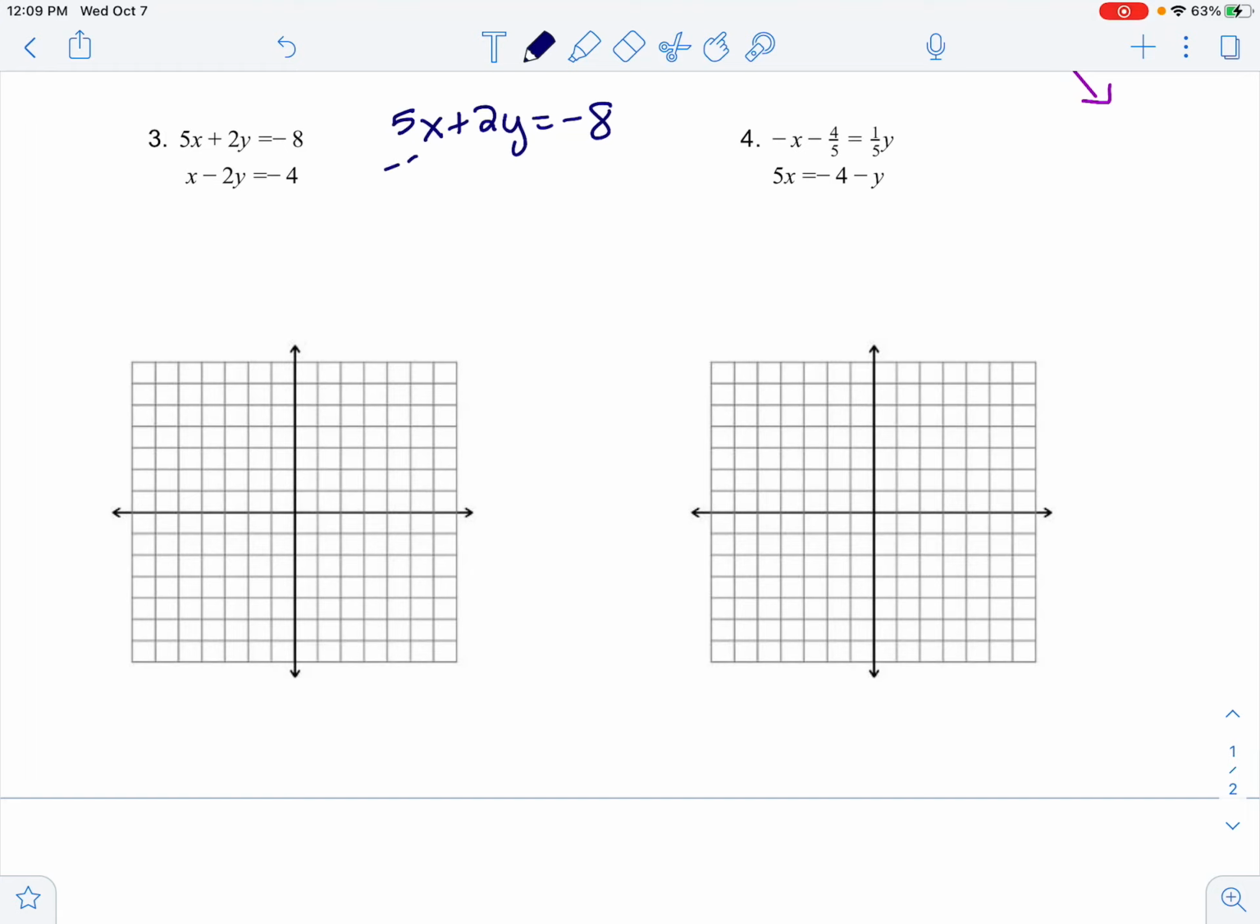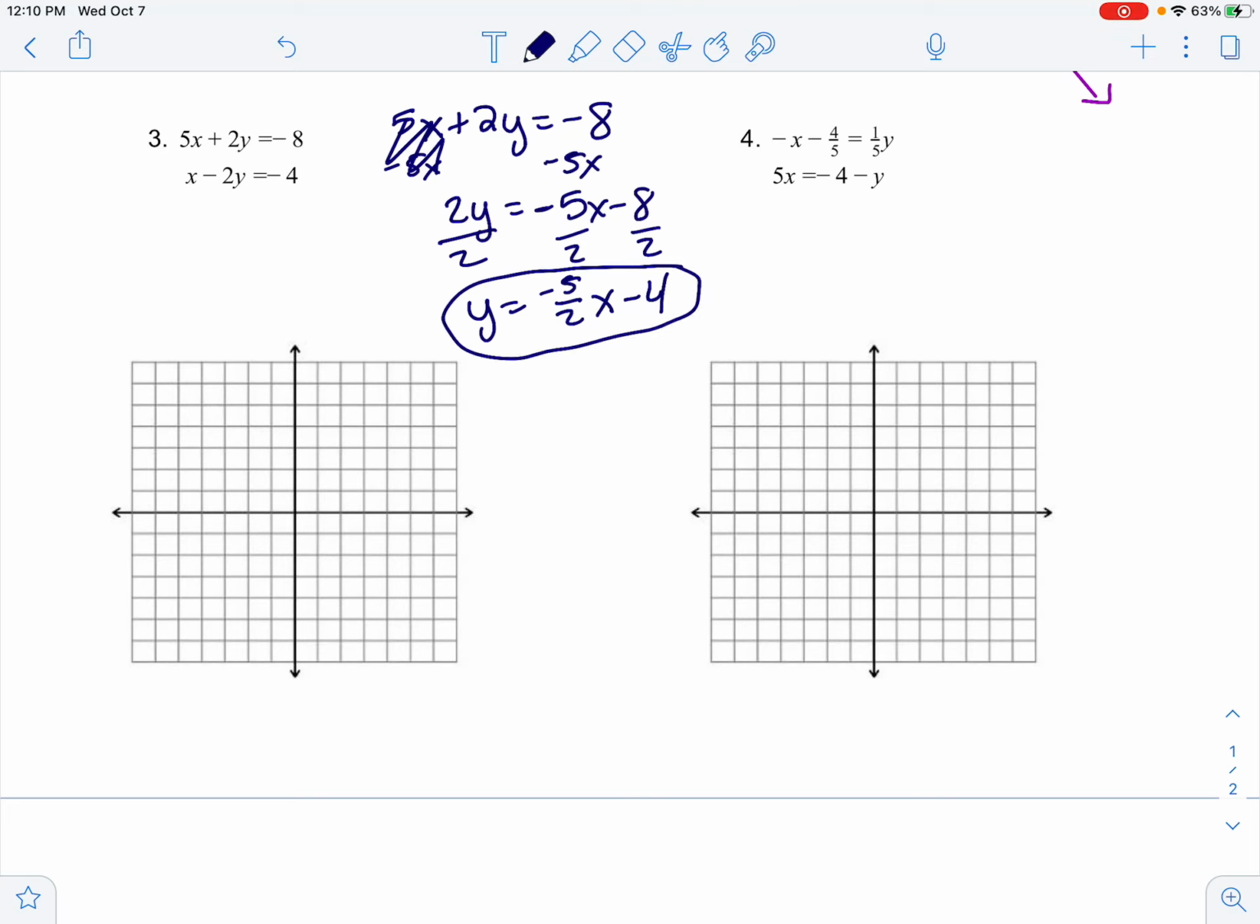Alright, so if I'm going to get y by itself, I'm going to subtract 5x from each side. Remember, we're just rearranging the equation. And then I'm going to divide everything by 2. That way I have it in y equals mx plus b form. So now I'm going to graph this guy.